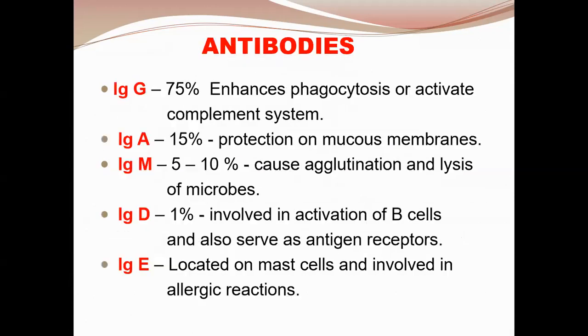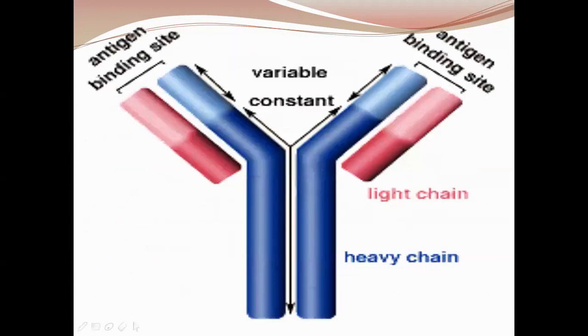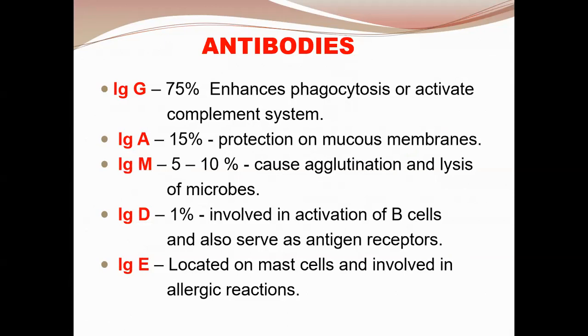Now, what are the various antibodies? The various antibodies, the immunoglobulins, you have to remember as GAMDE. Please remember GAMDE, that is immunoglobulin G, immunoglobulin A, IgM, IgD, and IgE. Very easy to remember. And the percentage of these antibodies also goes in decreasing order.